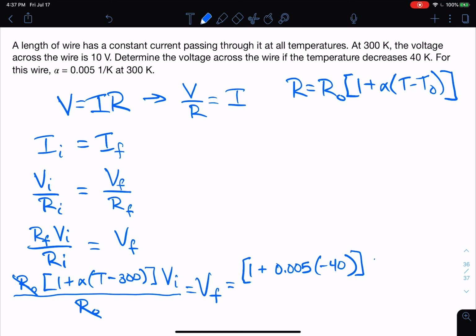The initial voltage is 10 volts. And there's nothing to divide it by, so this is all just divided by 1. So for my final voltage, I just plug these values into my calculator. And I get 8 volts. And so that is my answer.